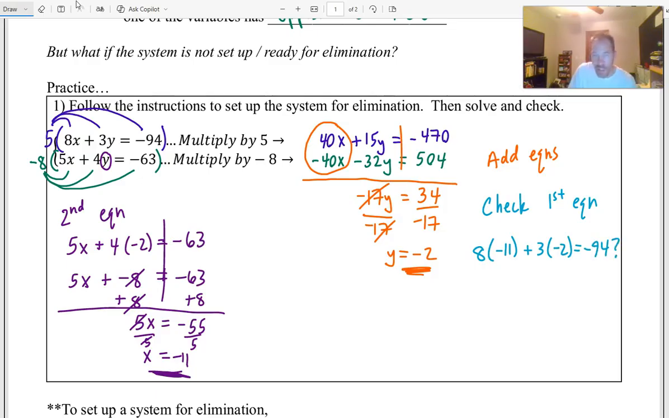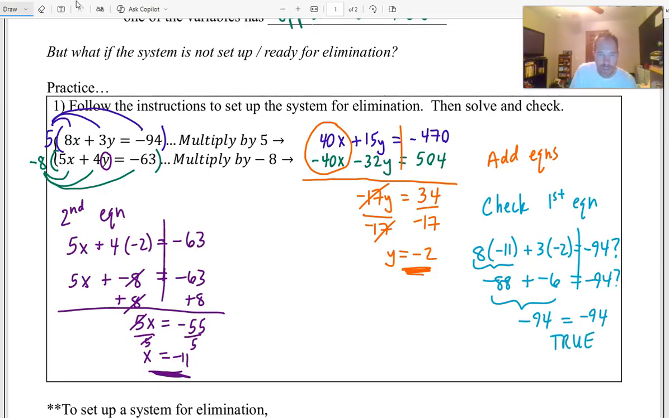So I've said it before, I'll say it again. You could do all of this on the calculator if you want. The left side, I'll break it down here. That's a negative 88, plus a negative 6, and I do believe that equals negative 94. So negative 94 equals negative 94. That is true, which is good.